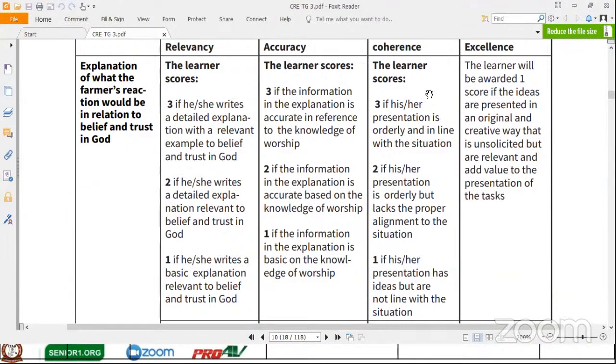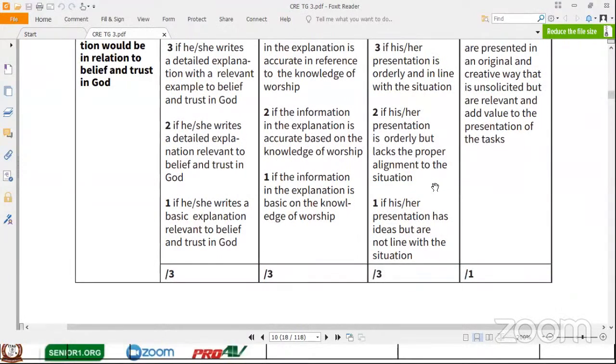Then when it comes to coherence, they looked at how orderly the presentation is in line with the situation. And you look at orderliness at level 2 and also orderliness at level 1. So there's no case where we give a learner 0. Even if a learner has written very irrelevant work, that will mean level 1. So this is level 3, that is the good, the medium, and the low.